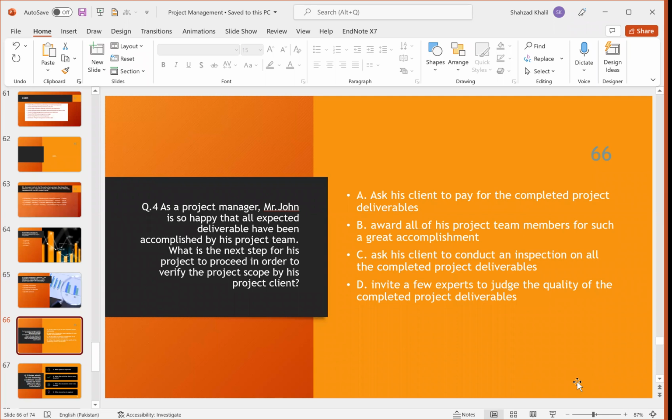As a project manager, Mr. John is so happy that all expected deliverables have been accomplished by his project team. What is the next step for his project to proceed in order to verify the project scope by his project client? A. Ask his client to pay for the completed project deliverables. B. Award all of his project team members for such a great accomplishment. C. Ask his client to conduct an inspection of all the completed project deliverables. D. Invite a few experts to judge the quality of the completed project deliverables.